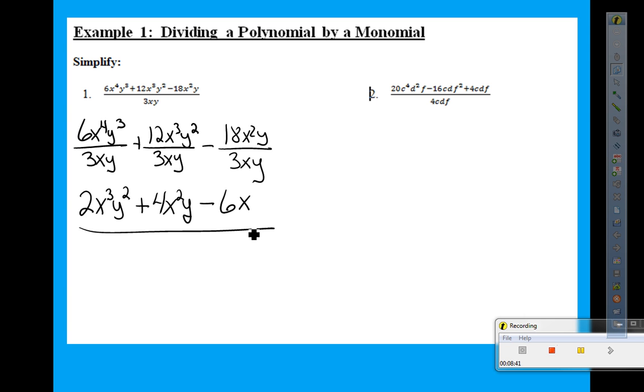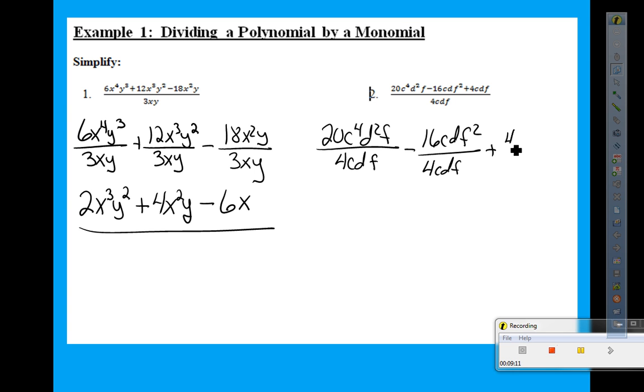Now what we did in class is I had them do number 2, which I've got all the faith that you could do, but I'm going to click through it real fast with you. This becomes 20c to the 4th d squared f over 4cdf, minus 16cdf squared over 4cdf, plus 4cdf over 4cdf.